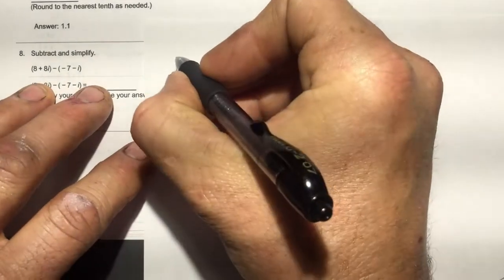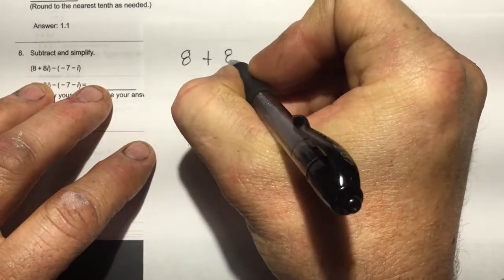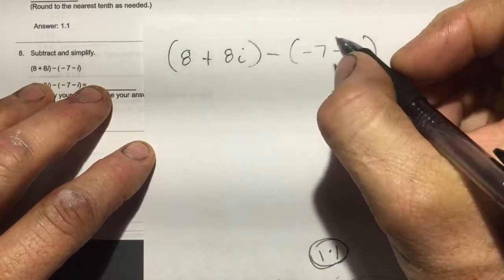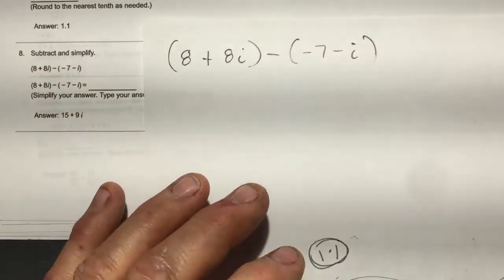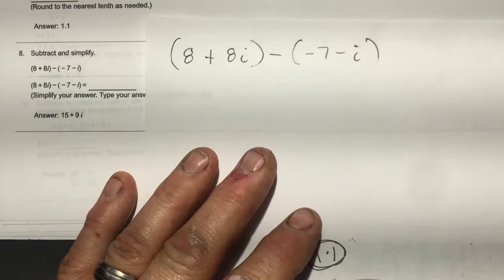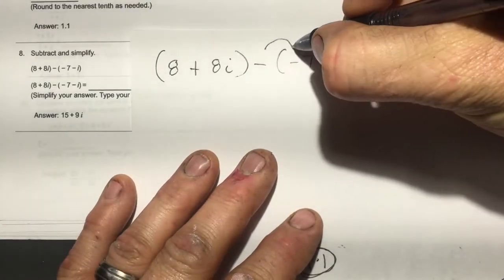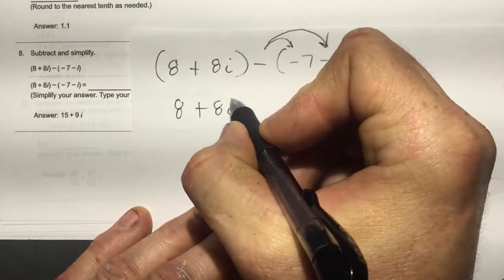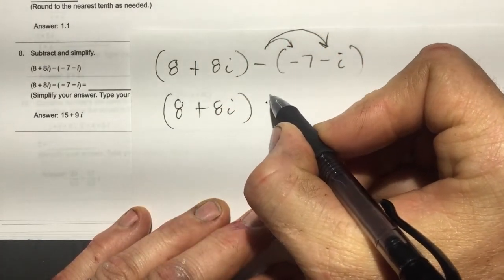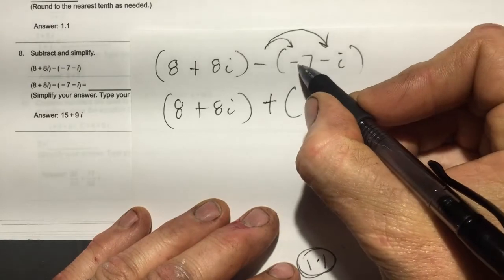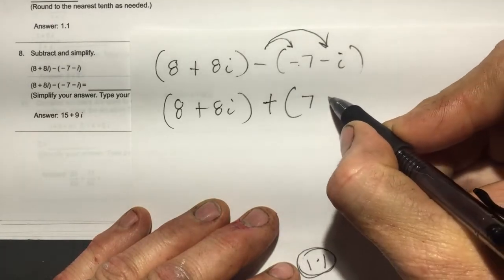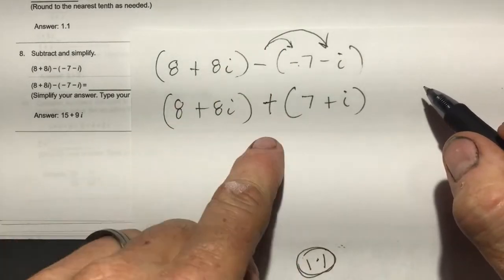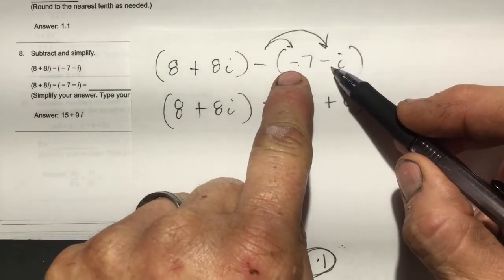Subtract and simplify. All right, so we've got 8 plus 8i minus (7 minus i). When you subtract these, the best thing to do is distribute your minus. So I'm going to distribute that minus into here. So that gives me 8 plus 8i. And over here, I'm going to change it to plus. Now that turns this into a +7 and a +i when I distribute the minus. So it changes to plus, and we changed them to opposites.